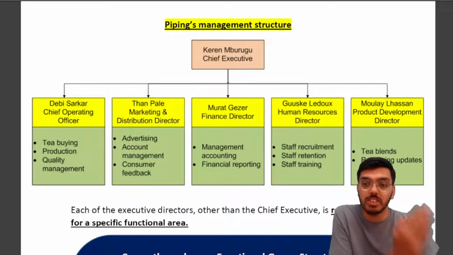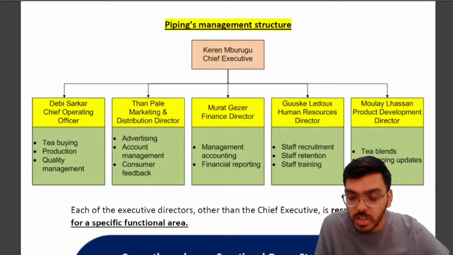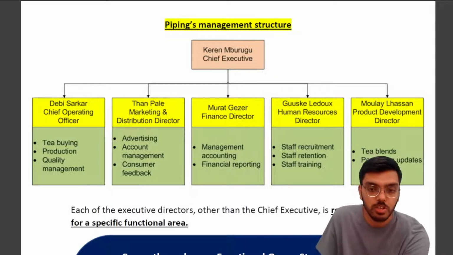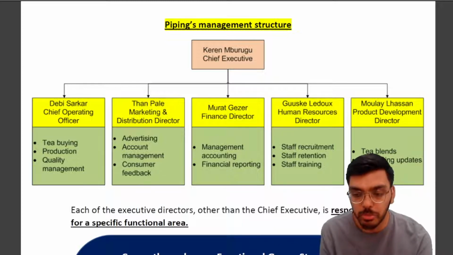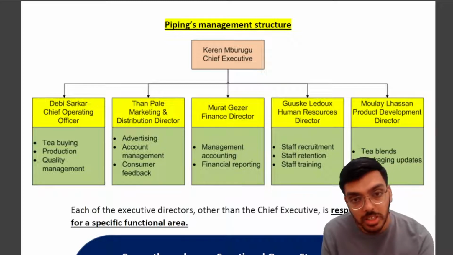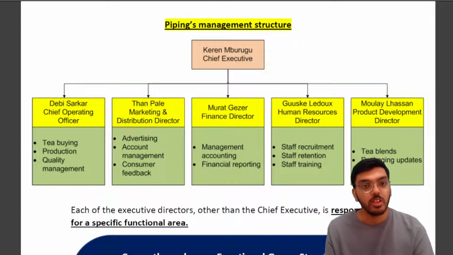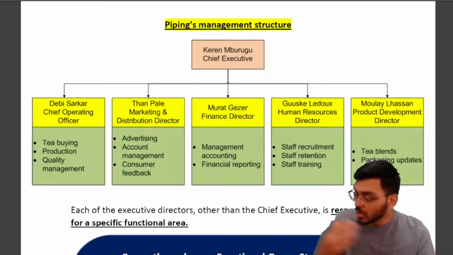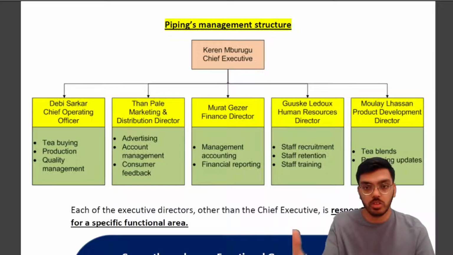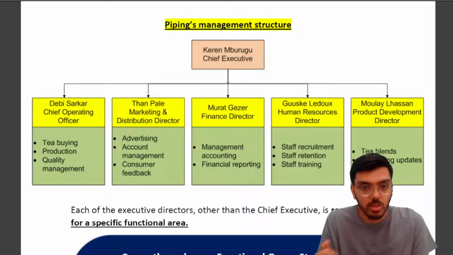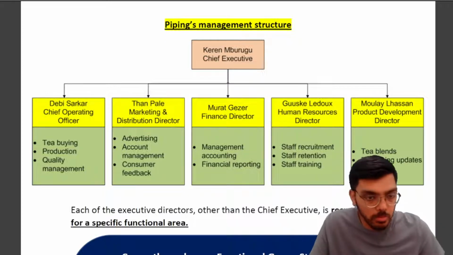It tells the examiner that this person has gone through the pre-scene. This person has spent time on the pre-scene. This person has committed time to the pre-scene. That is why these director names are important. You're writing something about human resource, use Gusk's name. You're writing something about development of a new tea blend, write Mulay's name. Anything about finance, write Munat's name.